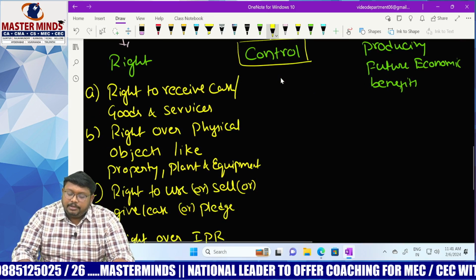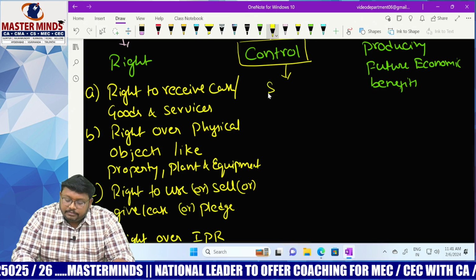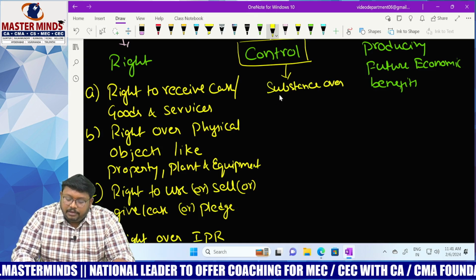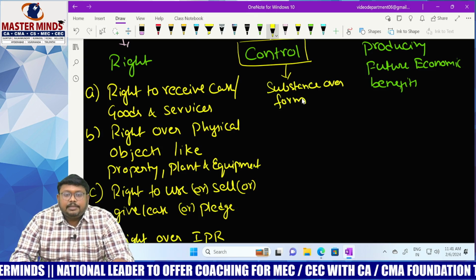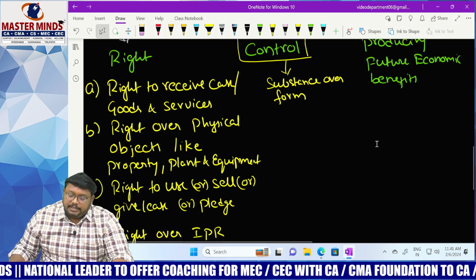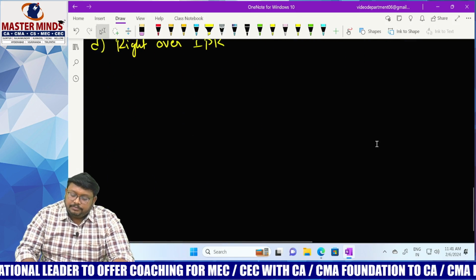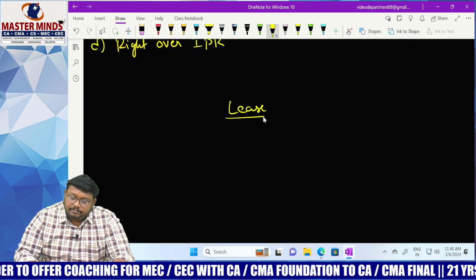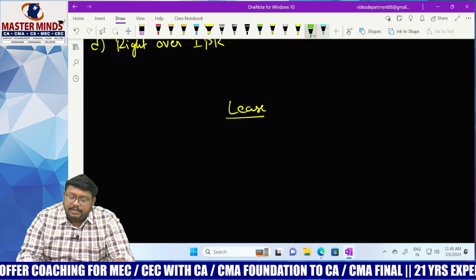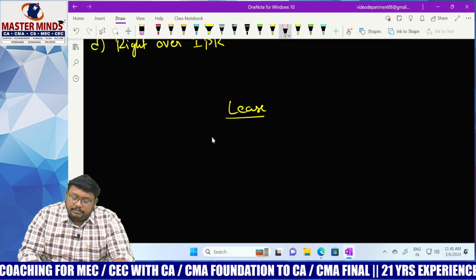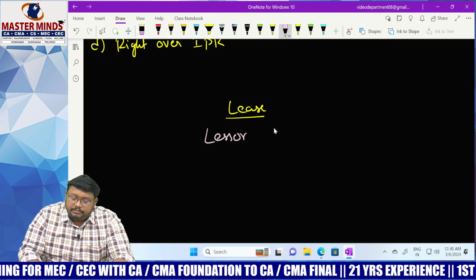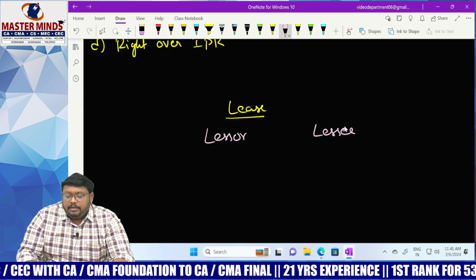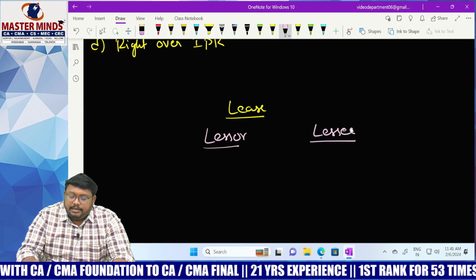Leases. So have you heard about the concept called substance over form? Substance over form of a transaction. For example, some lease arrangements are there. You know that the parties of the lease, lessor and lessee. We call them lessor and lessee.